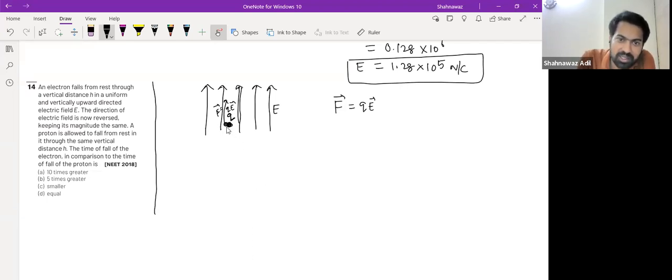And let's say you have an electron, which has a negative charge. For the case of the negative charge, let's say this is the uniform electric field, and you have a negative charge, minus Q. The electric field is in this direction, but since the charge is negative, the force would be against the direction of the electric field, so minus Q.